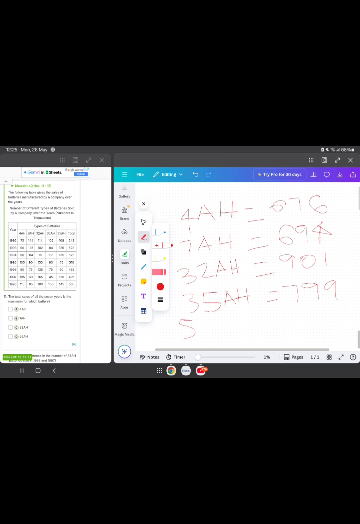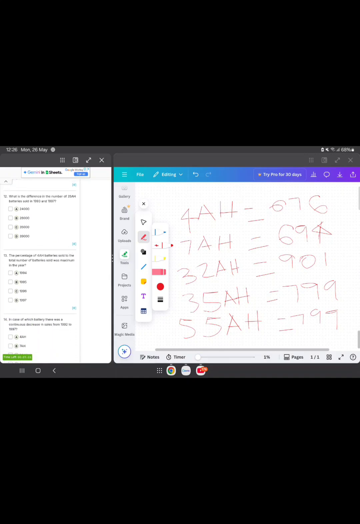Okay, and then the last one is the 55AH. So we have 108, 126, 135, 75, 90 plus 120 plus 145. This one also gives me 799. Okay, so the total sales of all the 7 years is the maximum for which battery? The highest amount is the 901 for 32AH. So the answer will be C.